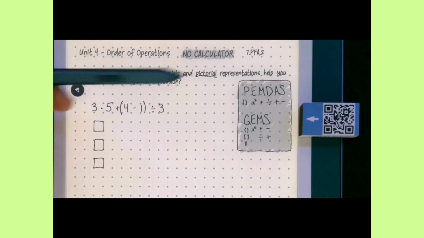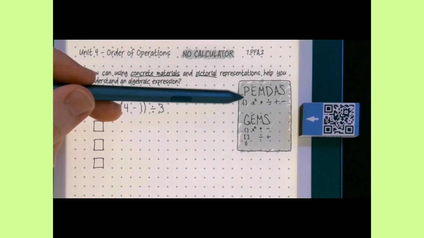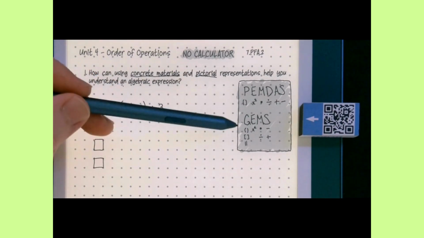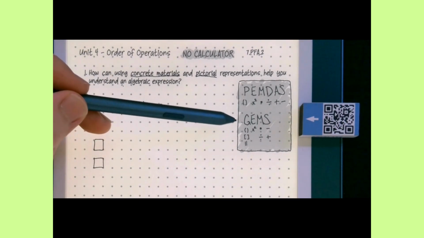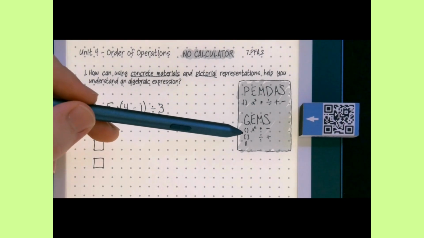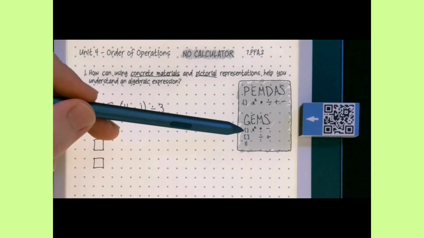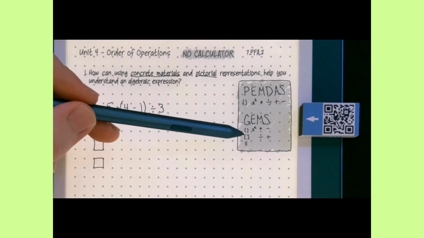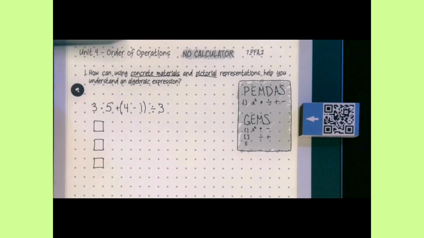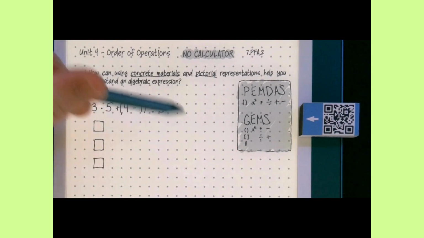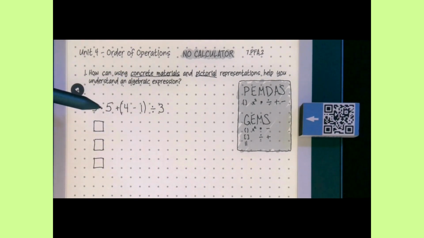Okay, so we're going to look at PEMDAS and GEMS. You can use either one, whichever one you prefer. I think I'm going to refer more to GEMS during my videos because I think it is more inclusive of reminding you that you have parentheses and brackets and the absolute value signs. Okay, so I've got an expression ready for you right here. We have 3 times 5 plus 4 minus 1 divided by 3.